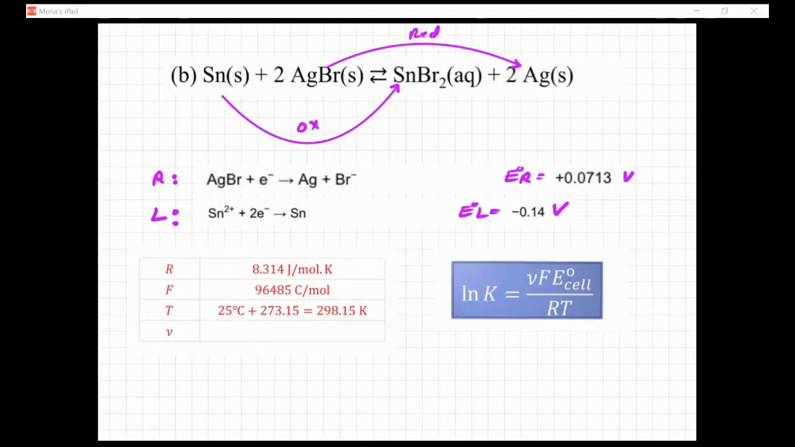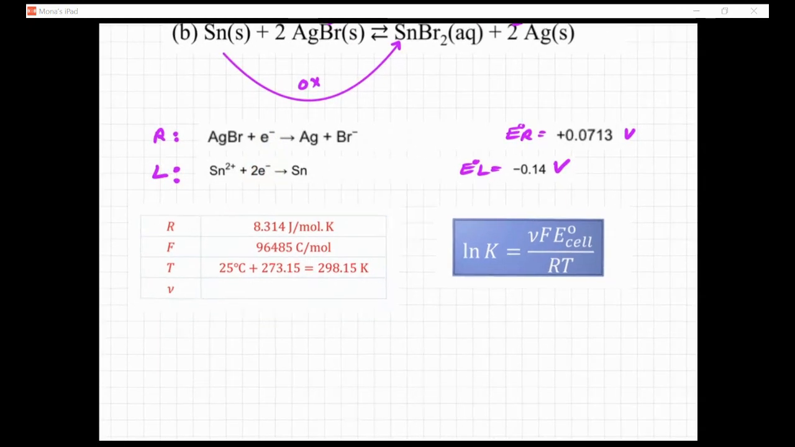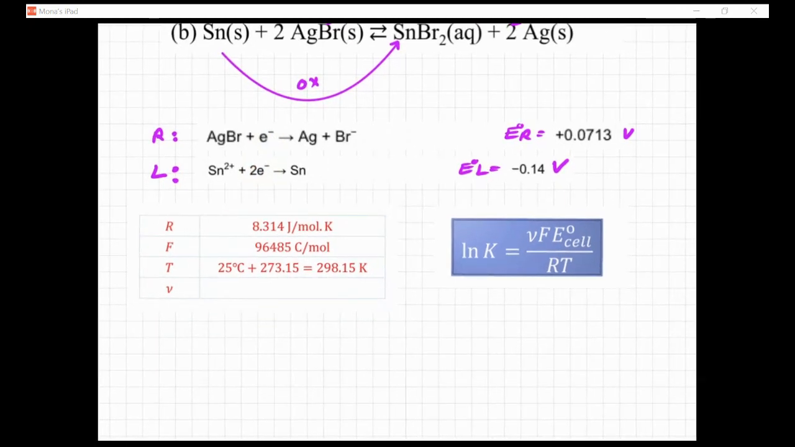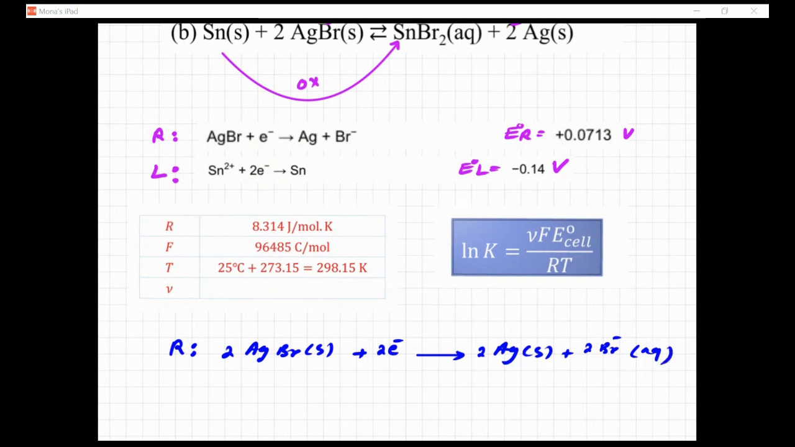You could see that the first reaction is having one electron, and the second reaction is having two electrons. So I must multiply the first reaction by a factor. So I will write it again here. That should be 2AgBr, which is of course a solid, plus two electrons giving me 2Ag, which is of course a solid, plus 2Br minus, which is aqueous.